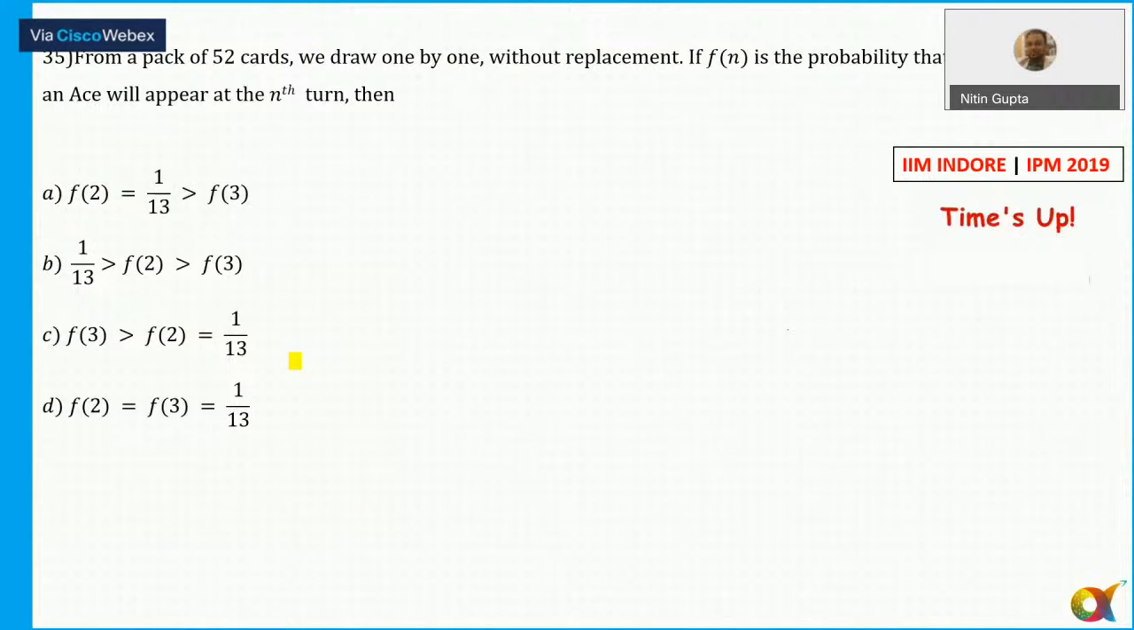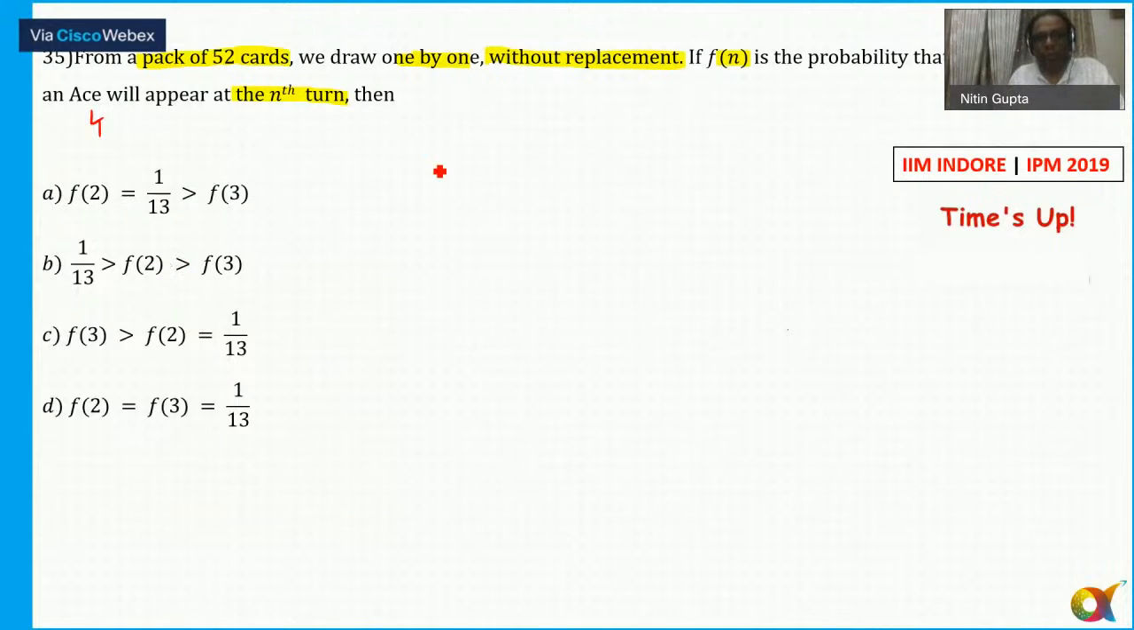An easy question. From a pack of 50 cards, we draw one by one without replacement. It's a case of without replacement. And if Fn is the probability that an ace will appear at the nth term, how many aces are there? We know that the total number of aces in the playing cards is equal to 4. So if it is 4, let's start here. In all the options, I need to find out either F2 or F3.